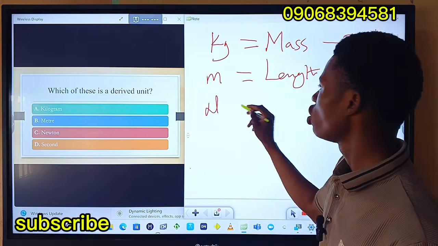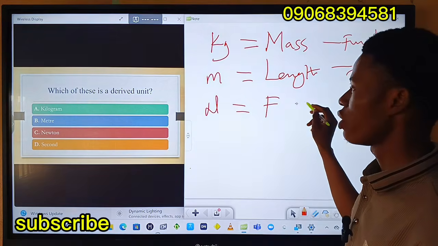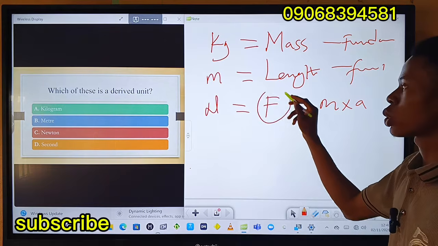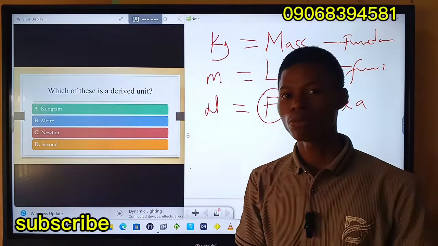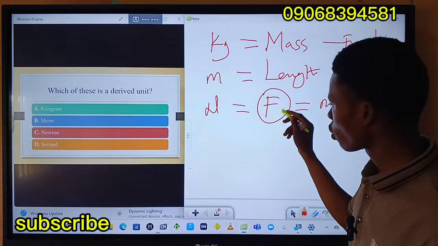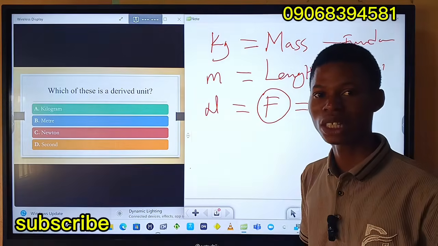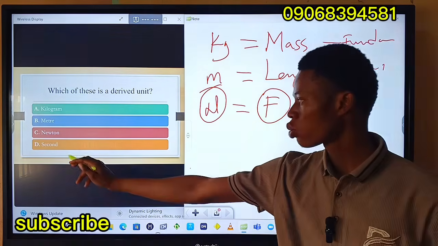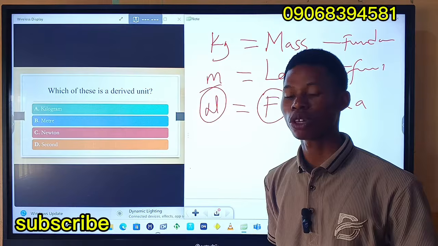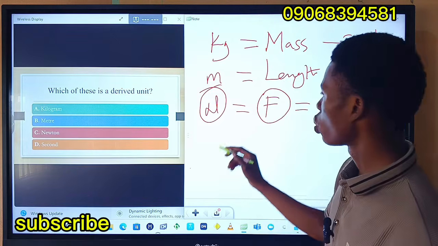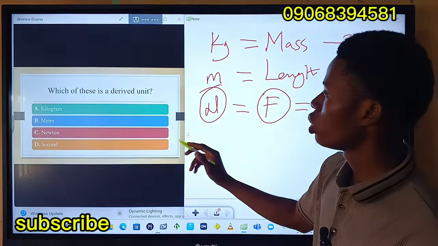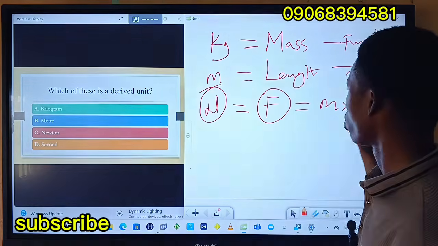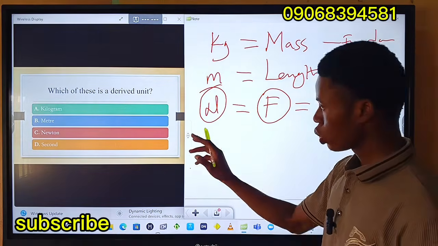Now Newton. You know, Newton is a unit for force. And you agree with me that force is mass times what? Acceleration. We've broken down force. Remember, fundamental quantities cannot be broken down. Since we've broken down force, it is not a fundamental quantity, but a derived quantity. So Newton here is a derived unit. The last one here, second, is a unit of time. You cannot break down time. Do you understand? So the answer to this question, which of these is a derived unit, is Newton. C is the correct answer there. Alright, moving on to the next question now.